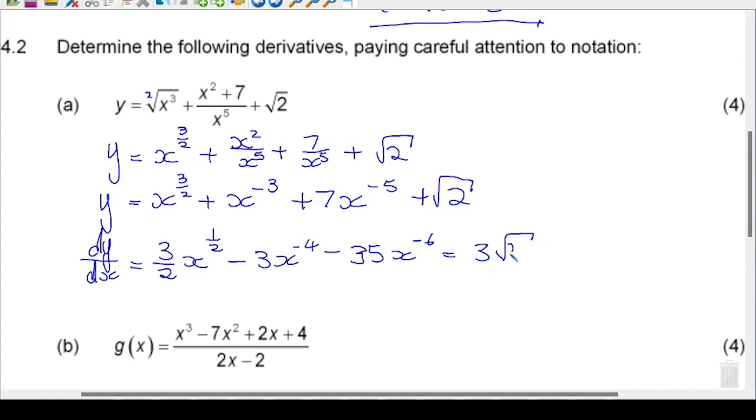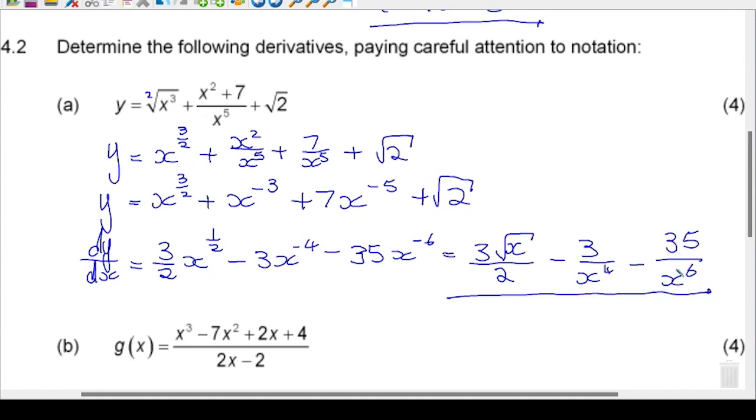I'm also changing that x to the half back to a square root. All right, that's showing off in a way, but anyway, let's do it. Minus 3 over x to the 4, minus 35 over x to the 6. All right, and there it is, nice and tidy, correctly done.